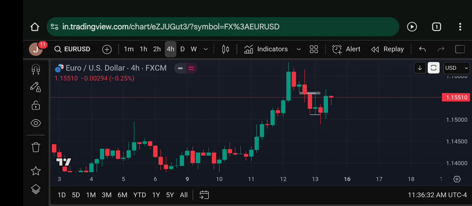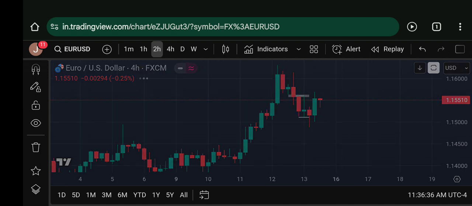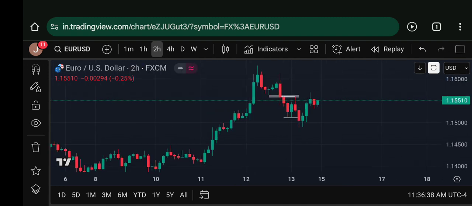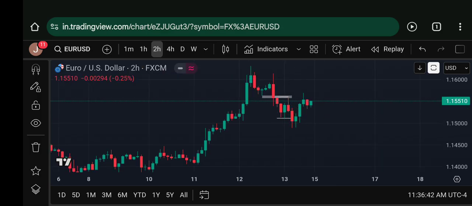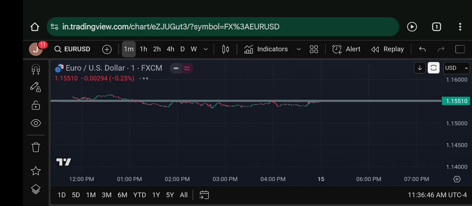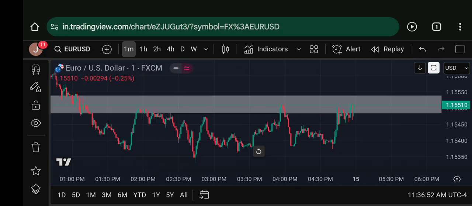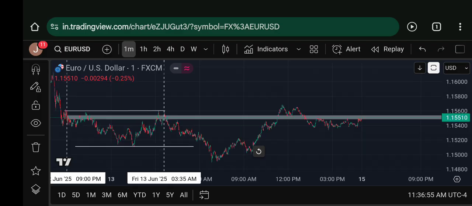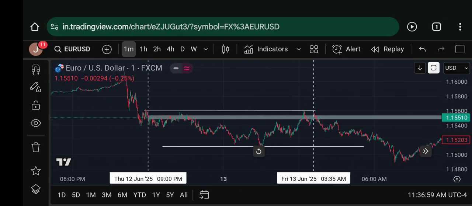So let's break the trend. First of all, 4 hour IRL to this ERL here, and then 2 hour time frame also running from this IRL to this ERL. You can see that our take profit is hit. And then on the minute chart, let's concentrate only from this line to this line.